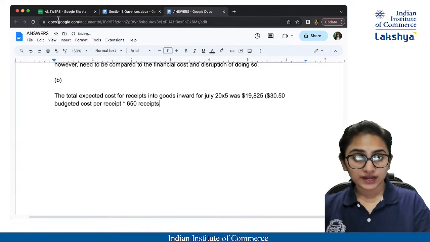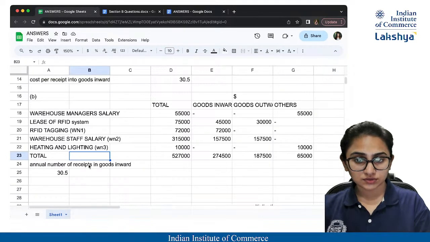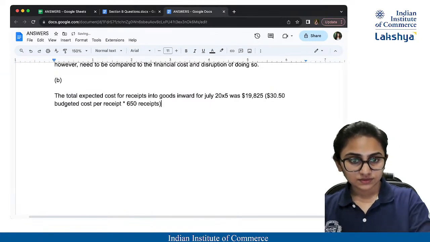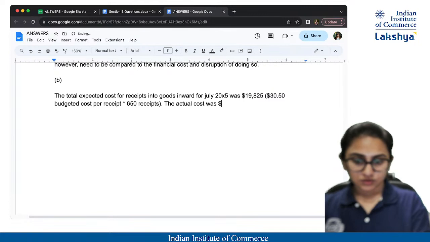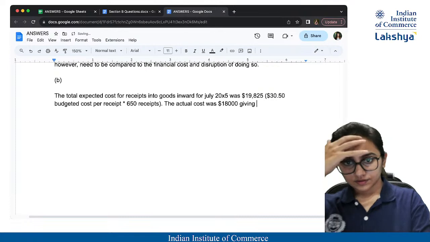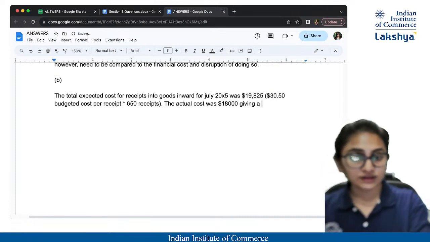But we just found out the actual receipts. Actual receipts is how much? This is the budgeted. Actual is given in the question. Sorry. The actual cost was $18,000, giving a favorable. So 19,825 was the expected, and the actual cost was less.